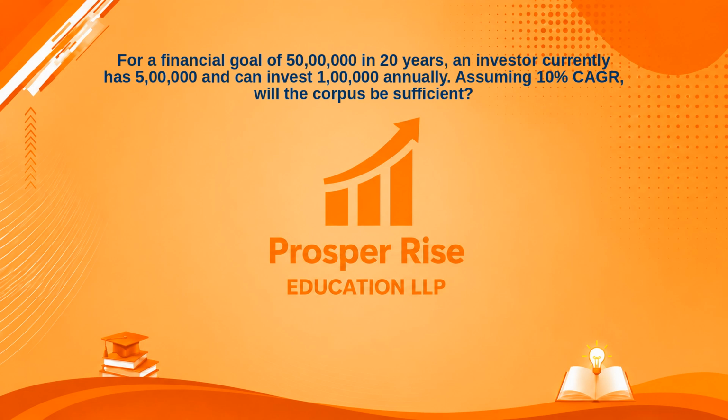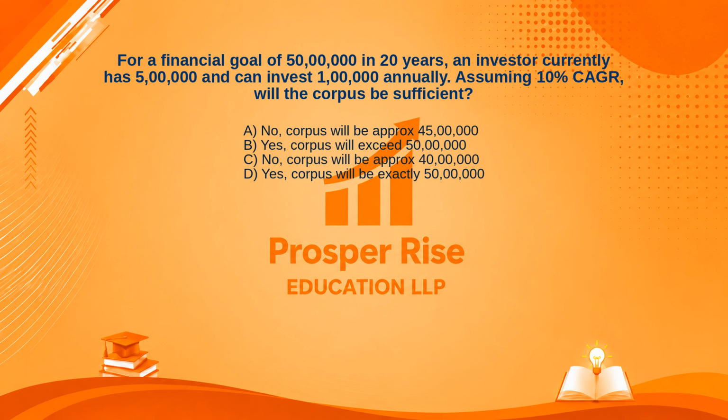For a financial goal of 50 lakh in 20 years, an investor currently has 5 lakh and can invest 1 lakh annually. Assuming 10% CAGR, will the corpus be sufficient? Here are your options. A. No, corpus will be approx 45 lakhs. B. Yes, corpus will exceed 50 lakhs. C. No, corpus will be approx 40 lakhs. Or D. Yes, corpus will be exactly 50 lakhs. Take a moment to pause the video and decide.